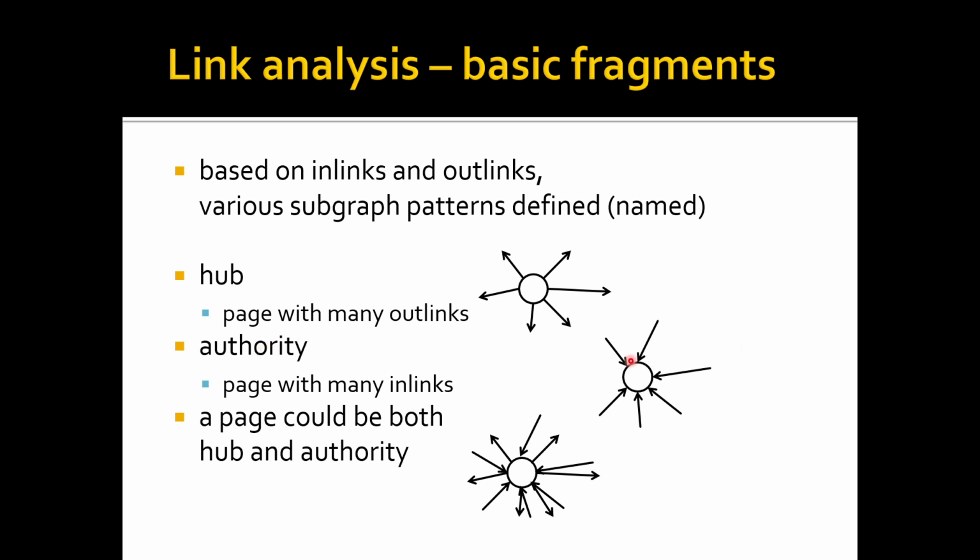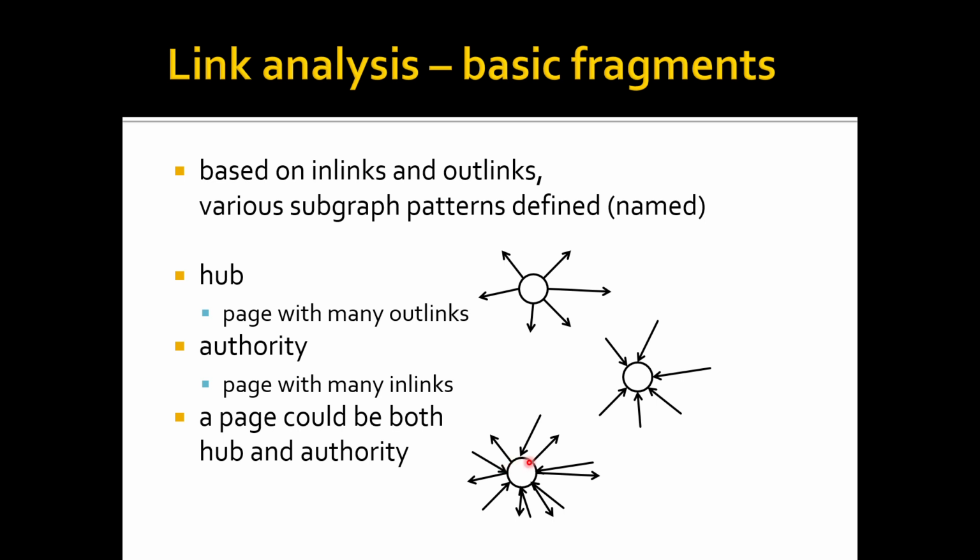There are many inlinks, and it means there are many other pages that refer to this page. So for them, it is an authoritative page. So we have a node or a web page that is basically important. And the combination of the two is a node that has many inlinks and many outlinks. So it could be both hub and authority together.